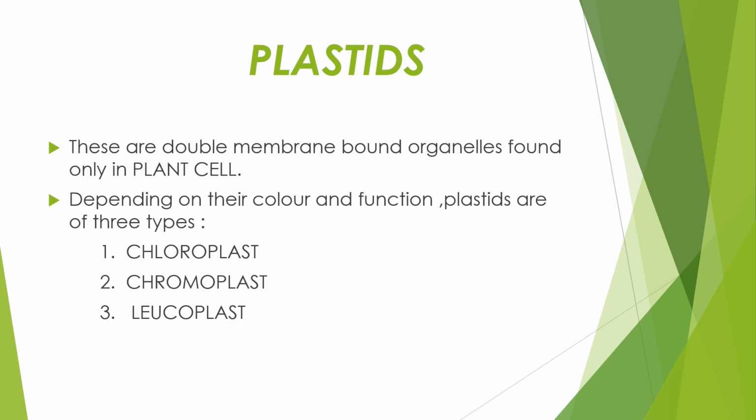One more double membrane bound organelle you have studied. Tell which one? Nucleus. Yes, nucleus you have studied in the previous one. The nucleus was also a double membrane bound organelle. And plastid is also a double membrane bound organelle, but it is found only and only in the plant cell. It is absent in the animal cell.